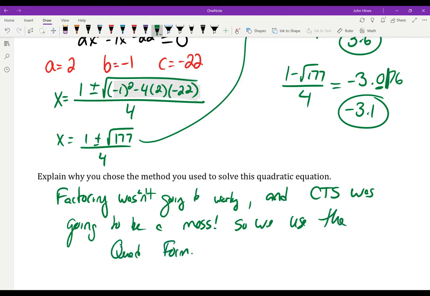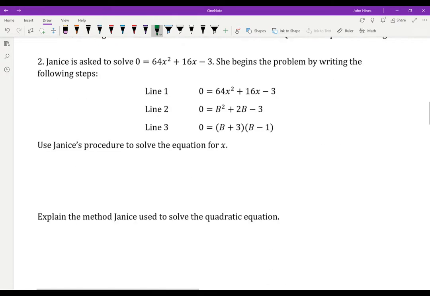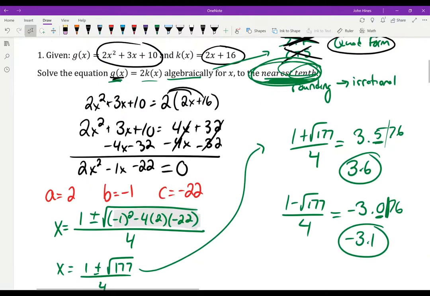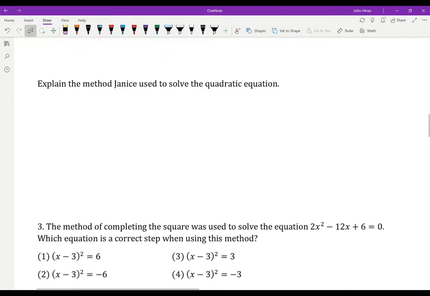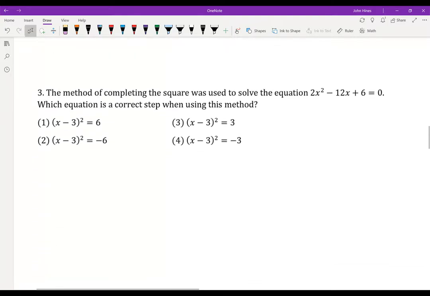I don't know. I found this to be an easy point. Why'd you use this method? I like using the quadratic formula, so that's the method I used. So hopefully you feel good with that one. Hopefully you feel good using the quadratic formula.